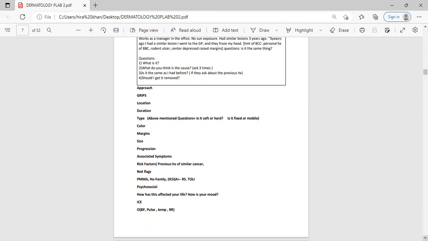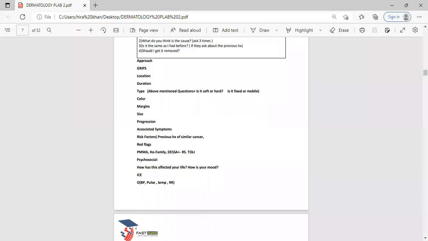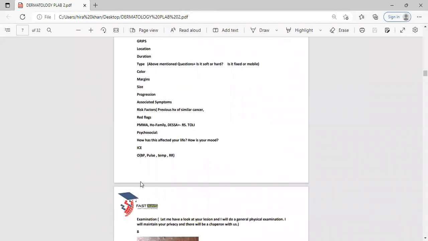have you had this problem, and what is the color of it, what is the margins of it, and what is the size of it. Is it getting bigger in size, and the associated symptoms as well, like is there any discharge, is there any itching, and about the risk factors, very important. If you are not going to ask about do you have any previous history of similar kind of lesion, they are not going to mention that.